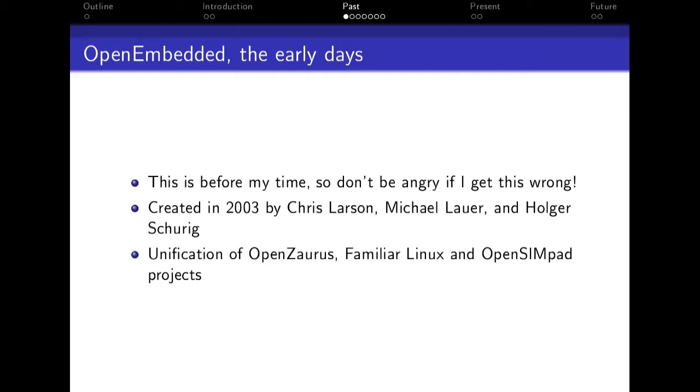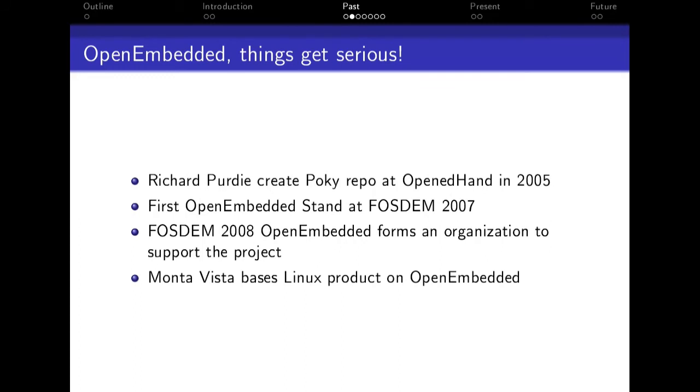Okay. For the microphone, we've had an interjection from the audience from somebody who remembers more of the truth than I did. But basically, this was an actual positive thing. You've got a bunch of people doing different things who agree to start working together. And I think this really created a solid foundation for the project because you had a diverse group of people coming together to work on something. I mentioned Richard Purdy creates the Poky repo at OpenHand in 2005 because this will sort of knit through the story as we go forward from here.